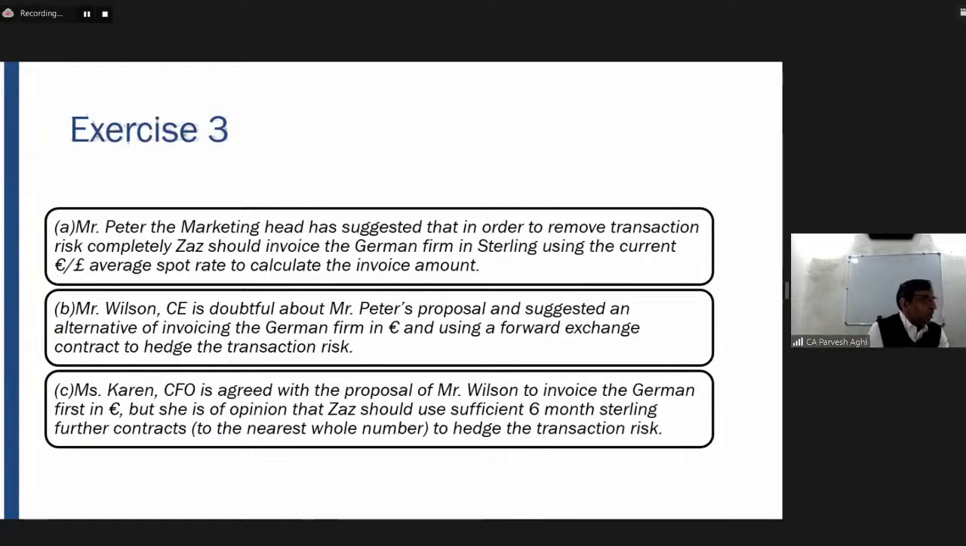Now we have the CFO, Ms. Karen. She agrees with the CEO's proposal to invoice in euros. But she is of the opinion that Z should use the appropriate 6-month sterling futures contracts, to the nearest whole number, to hedge the transaction risk. Maybe in England they are called further contracts, but it's nothing but futures contracts. So net, the CFO is saying that we should invoice in euros, but use a 6-month futures contract, because the money is going to be received after 6 months. We should go to the futures market on the exchange and hedge the transaction risk. To the nearest whole number, it can be either overhedged or underhedged, because, as I told you, futures are a standard market. So she said, okay, to the nearest whole number we should hedge. Fine.